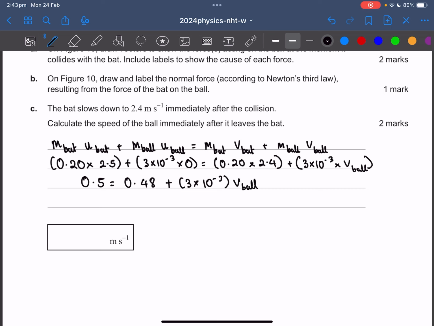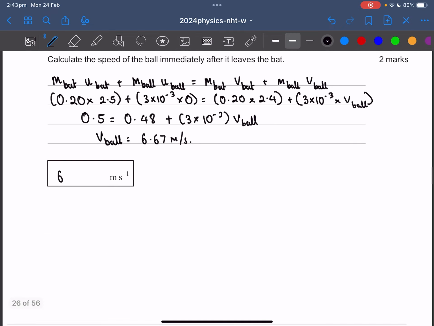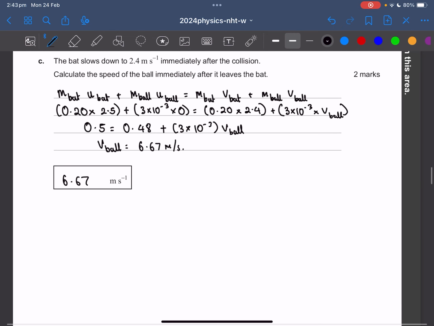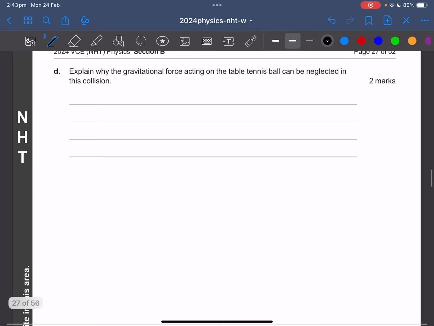Okay, so in that case it will be 0.5 take away 0.48 divided by that. So let me just put it in my calculator. Okay, and that gives me an answer of 6.67. So v ball equals 6.67 meters per second. Okay, 6.67. All right. Explain why gravitational force acting on the table tennis ball can be neglected in the collision.